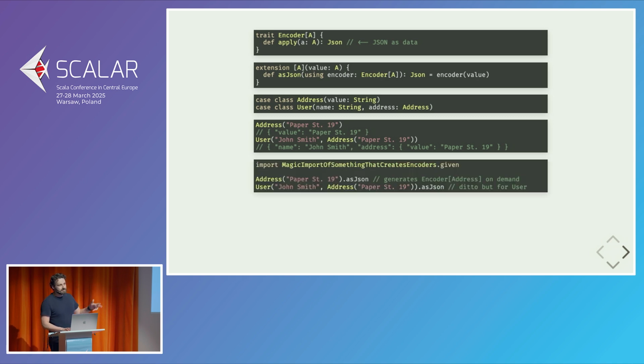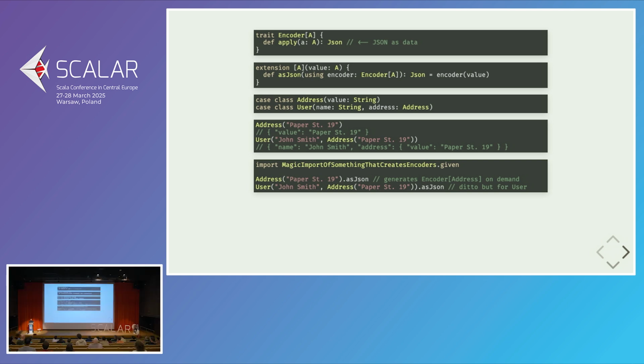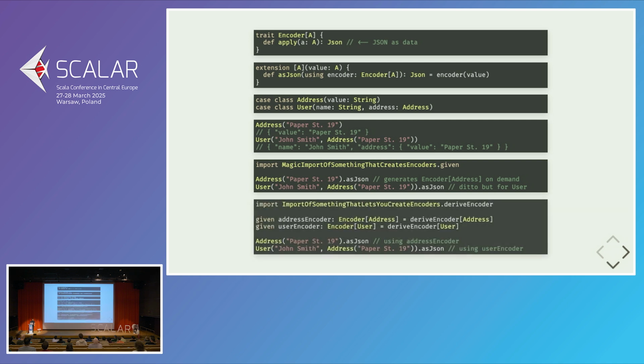So one of the ways that Circe promotes implementing this is through automatic derivation. The idea is that we're getting one magic implicit import, and this one magic implicit import somehow figures out how this is supposed to work. We're calling asJson. This asJson is summoning the encoder for address, and this single implicit somehow under the hood figures out that if it sees this case class, it's going to provide the implementation that works exactly how it's supposed to work in the example above.